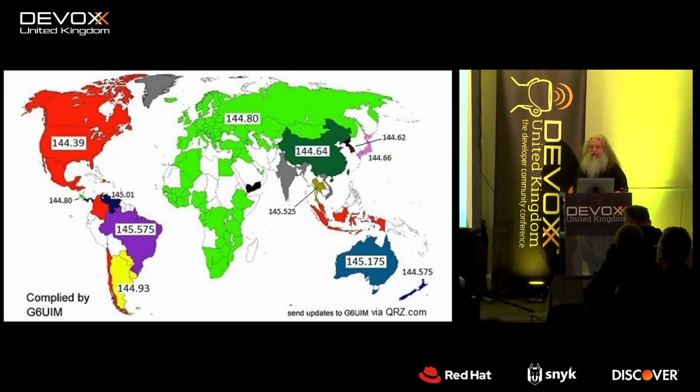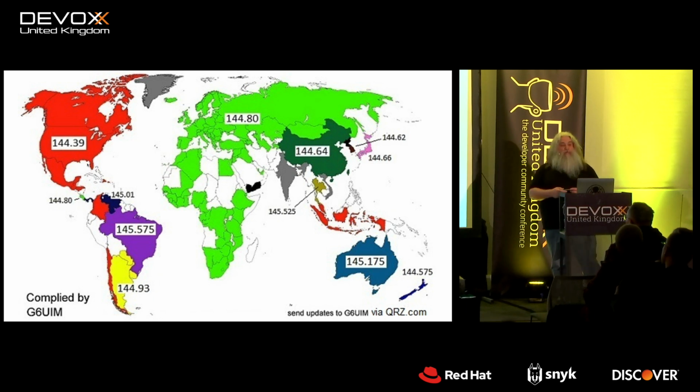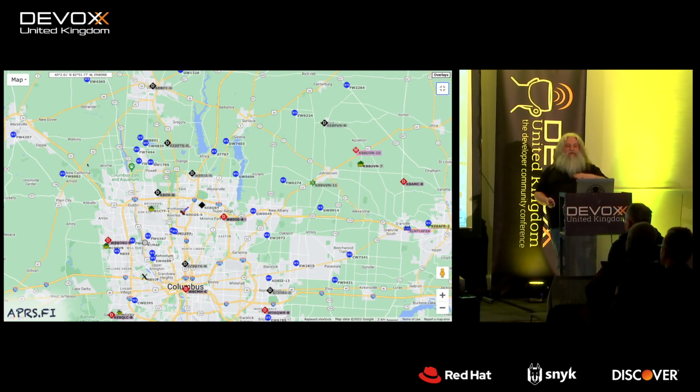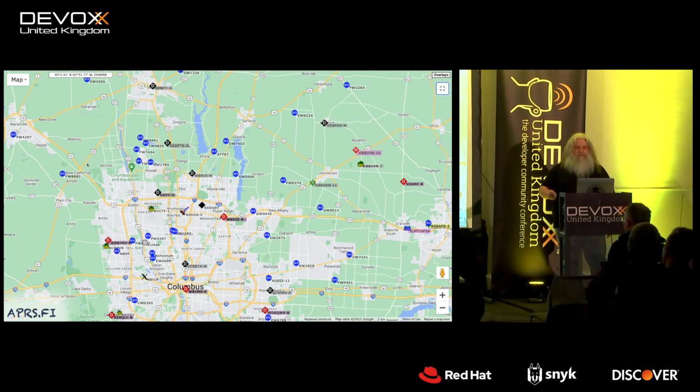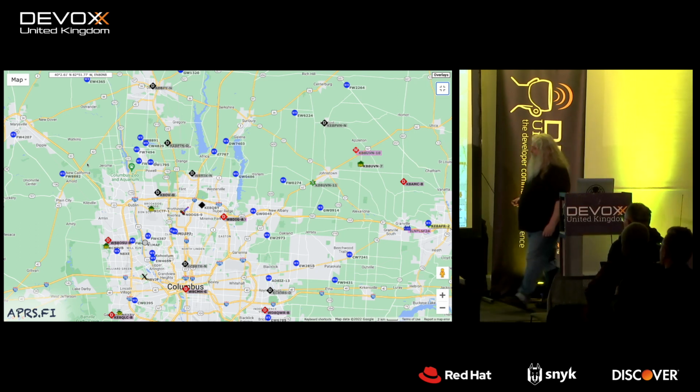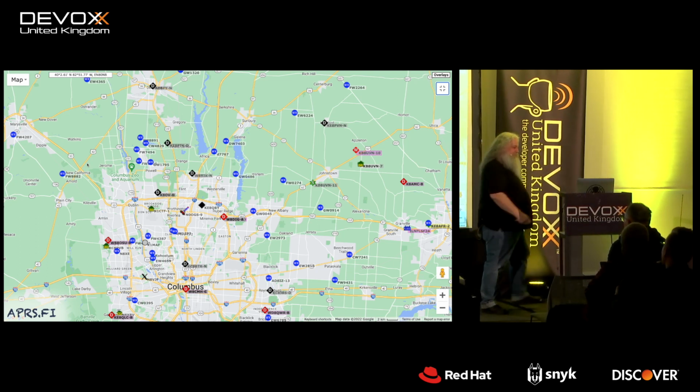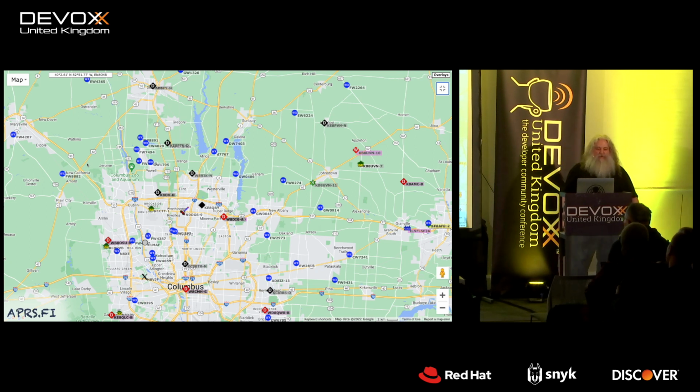In the US, it's at 144.39 megahertz. Here in Europe, it's at 144.8. And it's got other standards. And all this is routed into the internet. There's a website called APRS.fi where you can actually go and look at all of these. This is my hometown in Columbus, Ohio. I live right here. And this is just all the devices that were broadcasting the day that I took the screenshot.